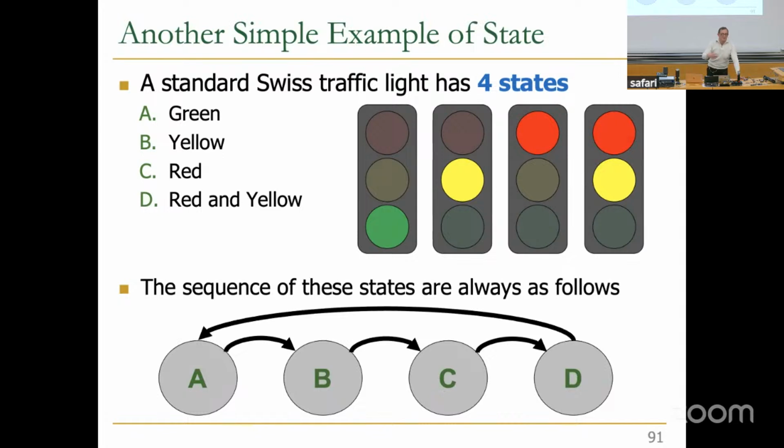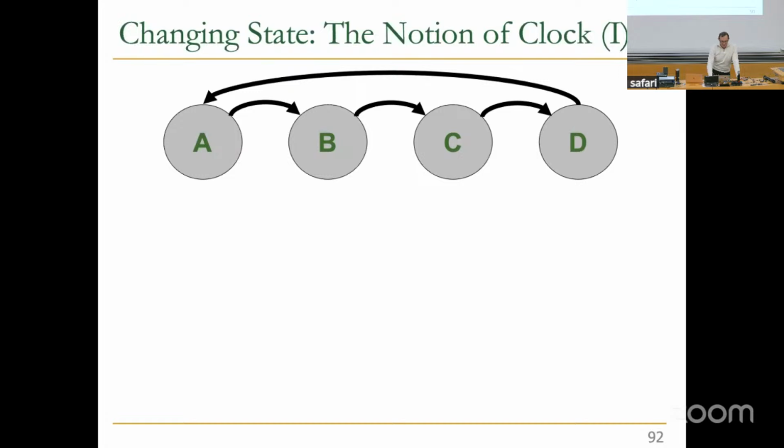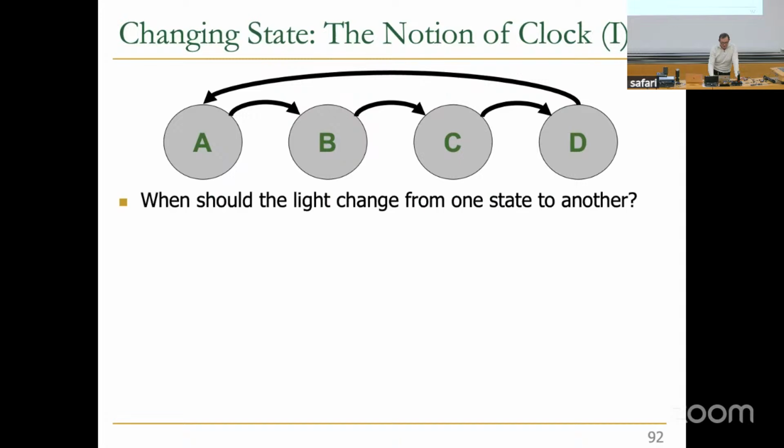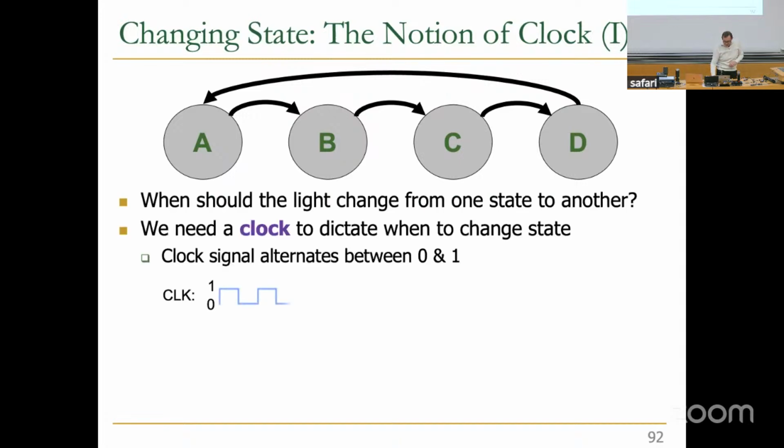Now, there may be different amounts of time you spend in each of these states, but they're controlled by something synchronous. It's actually a clock. So you could actually design a Swiss traffic light. But how do you change state? So I'm going to introduce the notion of clock, and this is going to be important. This may be surprising initially when you see it, but when you understand it, it's really what enables us to synchronize. So when should the light change from one state to another? That's the key question over here.